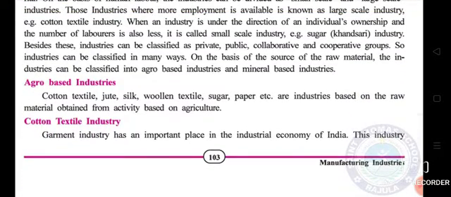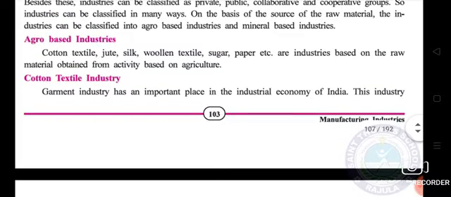Cotton textile, jute, silk, woolen textile, sugar, paper, etc. are industries based on raw material obtained from activity based on agriculture. So you can give these as examples of agro-based industries. Agro-based industries are cotton textile, jute, silk, woolen textile, sugar, paper, etc. These are all raw material based.